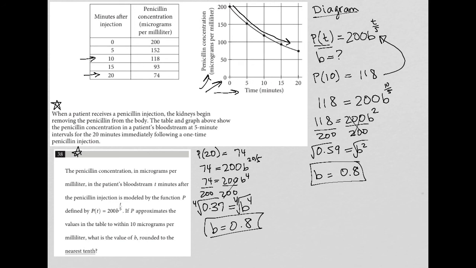Okay, so those are two things. You could try 15, you could try 5, you could try 0. I don't think 0 is going to be all that helpful for you because b to the 0 ends up being 1, right? So that's actually not a good one to try. But any of the other ones you could try, and you should get this exact same answer for b.